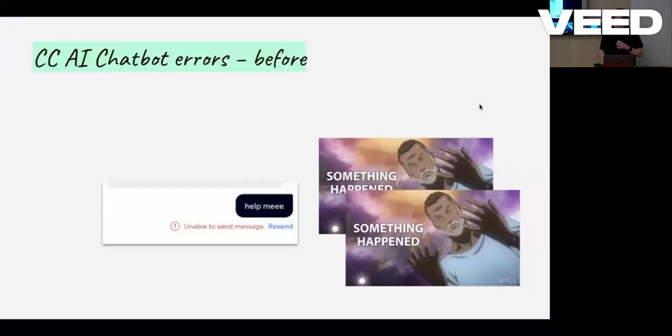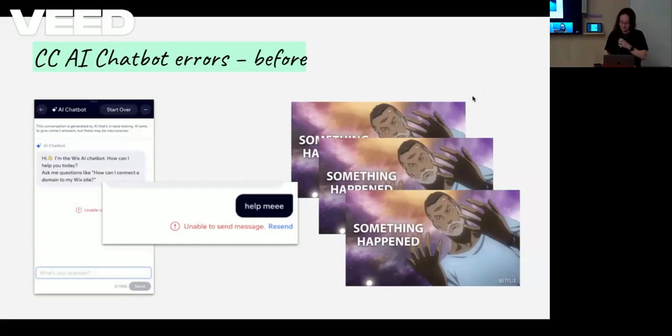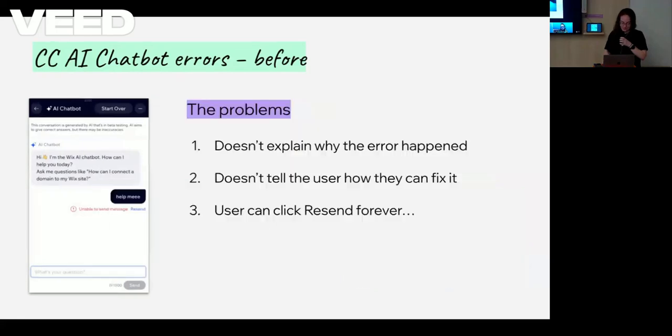So initially, when there's an error in the chatbot, and this is the old experience, this is the message you got. We don't know why. Just something happened. I could not tell you what it was, and the only solution is just to click that resend button. Can you read what it says? It says unable to send a message. Resend. Help me. So what are the problems with this?